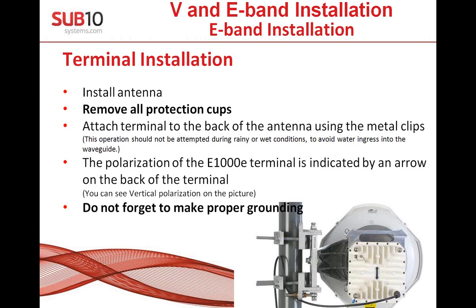When you install the antenna, you have the protective cap on the antenna and also on the terminal. It's logical you have to remove it, attach the terminal and check the polarization. And again, do not forget proper grounding. This is a good installation. You have antenna, terminal on it. You see, based on the polarization, it's a vertical polarization. And you have here one screw used for grounding, and it's grounding to the mast. And then you have Ethernet cable going to the seal kit.